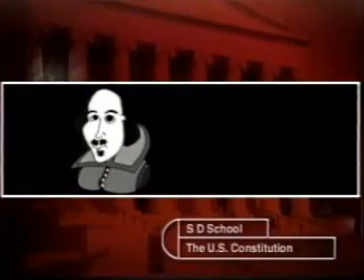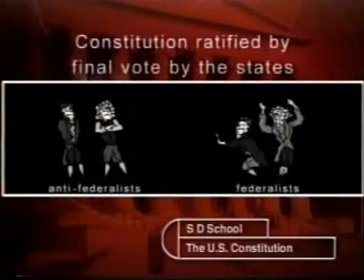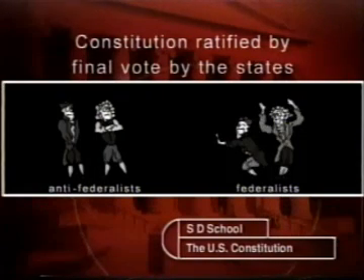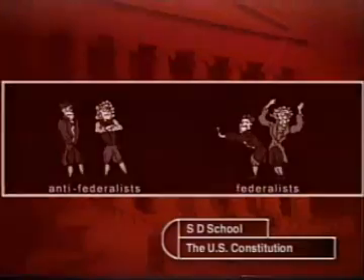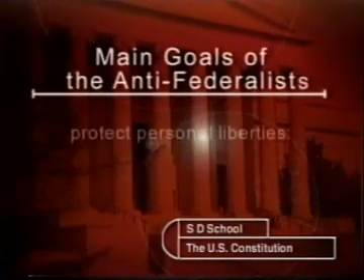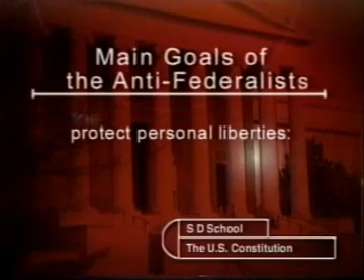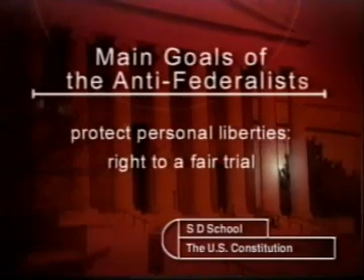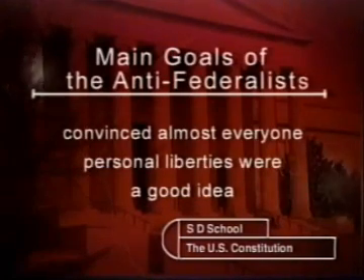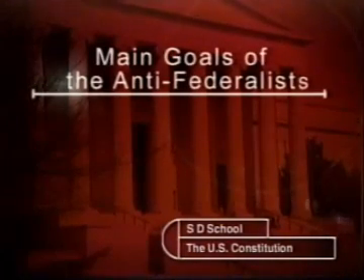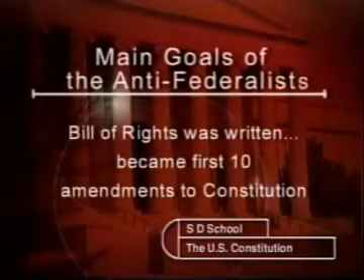After a feud that would make Shakespeare proud, even though he is English, the Federalists triumphed, and the Constitution was eventually ratified by a final vote by the states, though the Anti-Federalists didn't go home entirely unhappy. One of the main goals of the Anti-Federalists was to protect personal liberties. They still felt the wounds that England had inflicted on their personal liberties, such as the right to a fair trial. The Anti-Federalists convinced almost everyone else that personal liberties were a good idea. And so, before the Constitution could be ratified, the Bill of Rights was written and became the first 10 amendments to the Constitution.